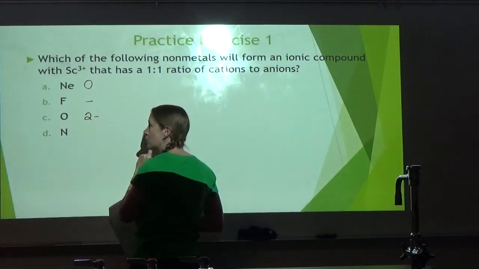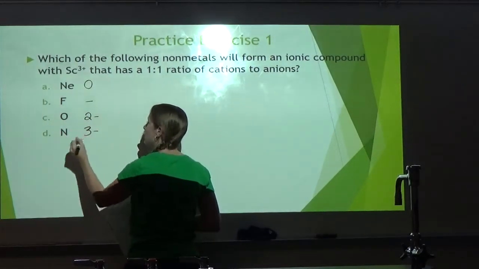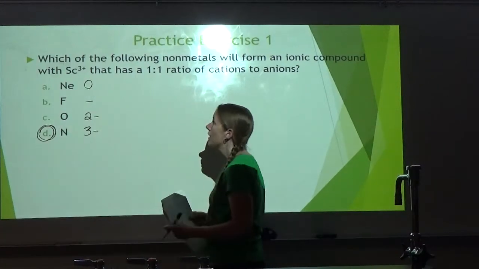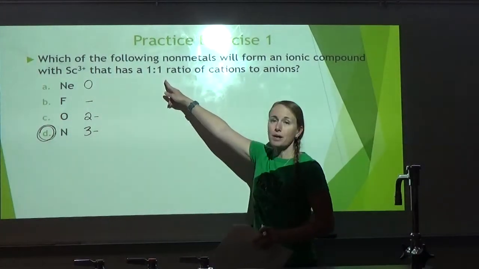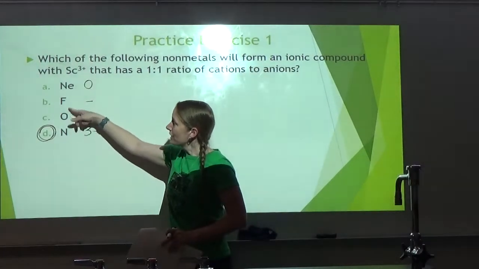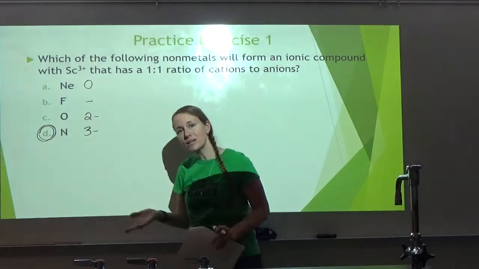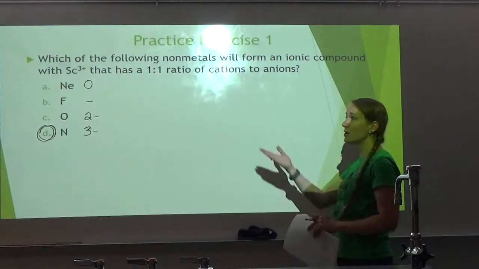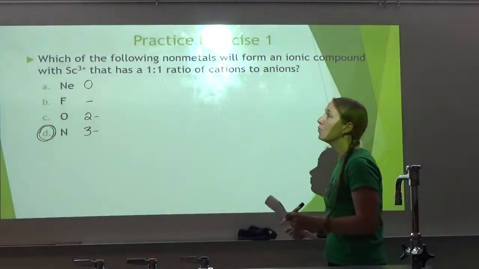Oxygen has a negative 2 charge, so it can't be that. Nitrogen has a negative 3 charge. So see, the fact that they told me it has to bond 1-to-1, that's how I know it's nitrogen. Now it will bond with any of these right here. It's not going to bond with neon because of course that has no charge. But it will bond with O and F, but it won't be 1-to-1.